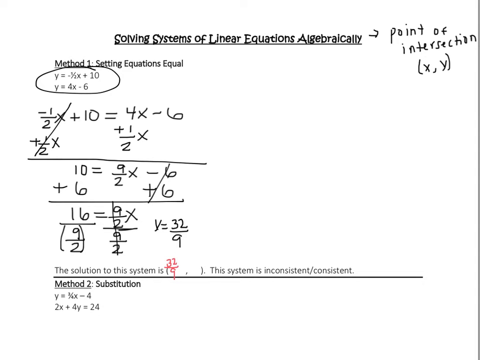It doesn't matter which of these two equations you use to find the y value. So I'm going to pick one. I'm going to pick the second one. So y equals 4x minus 6. I chose that one because it didn't have the fraction. But if you chose the top one, you would still get the same answer. So what we're going to do is plug in this x value into this x right here to find my corresponding y value. So let's write y equals 4 times the x value, 32/9, minus 6.